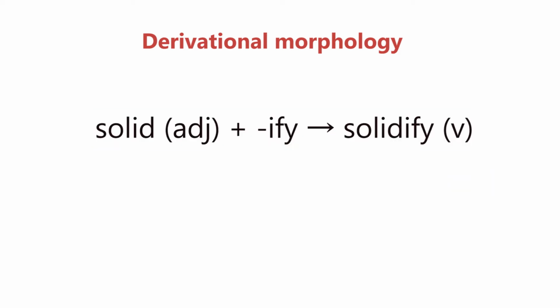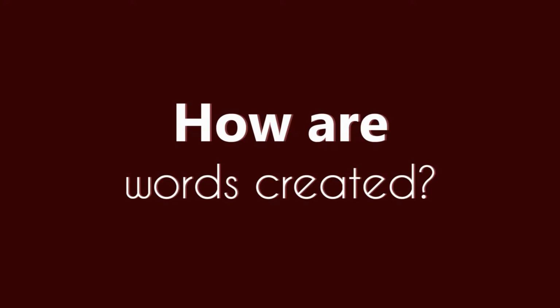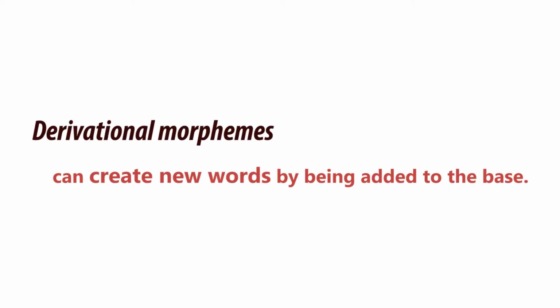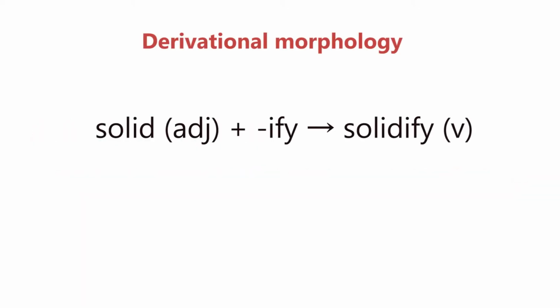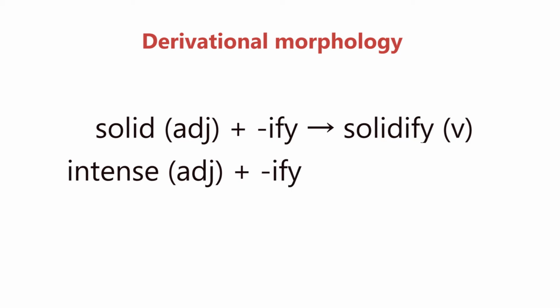Again, in layman's terms, if somebody asks, how do we create words? There are several ways with which we create words. One of them is using derivational morphemes. So we are creating a new word, which is the verb, out of an existing word, which is solid. For example, intense is an adjective. You can add -ify to create intensify, which is also a verb.